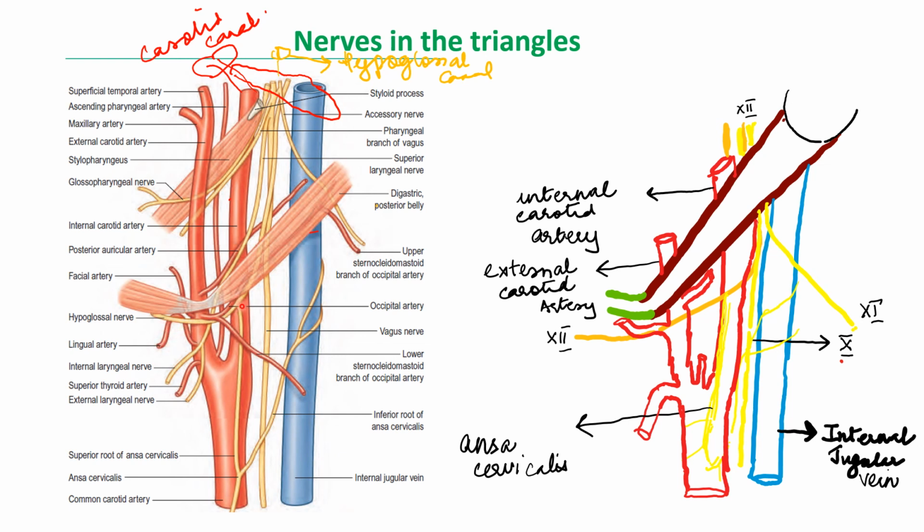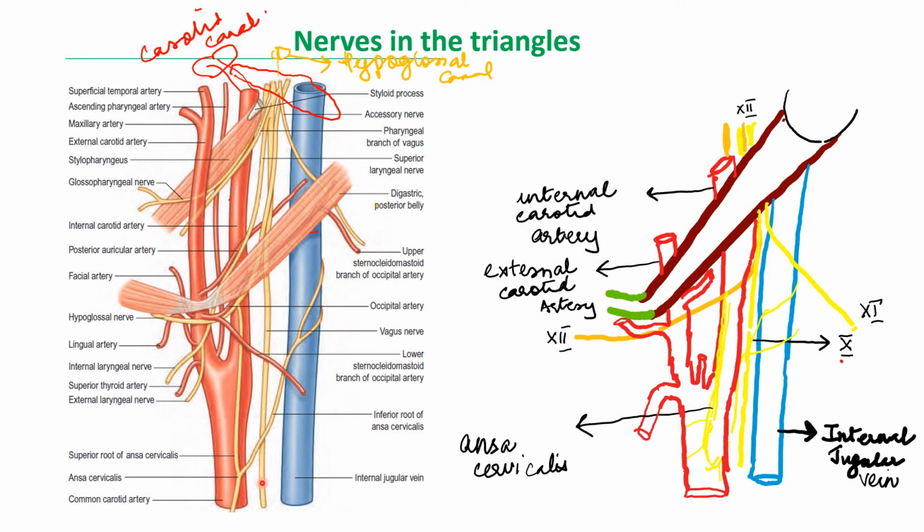And you can see that the hypoglossal nerve, when it's looping over the occipital artery, gives its superior root of ansa cervicalis, which again is in the carotid triangle. ये देखो, ये posterior belly of digastric है. So anything below it is in the carotid canal, in the carotid triangle.